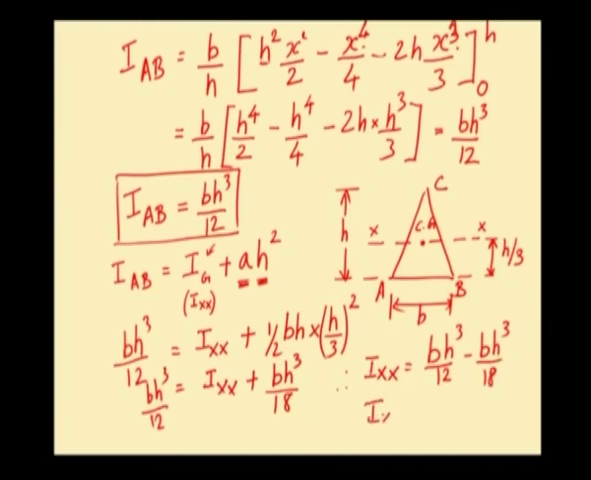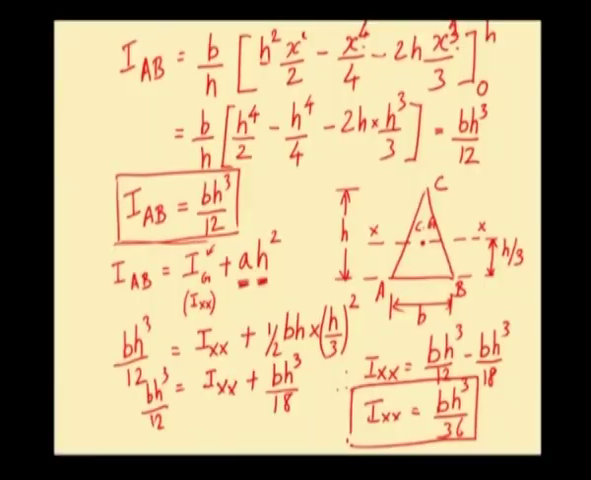If we take the LCM and simplify this equation, we will get IXX as b h cube by 36. So, moment of inertia of a triangular section about its centroidal axis IXX, or we can call it IG, will be equal to b h cube by 36. Moment of inertia of a triangular section about its base AB will be equal to b h cube by 12.